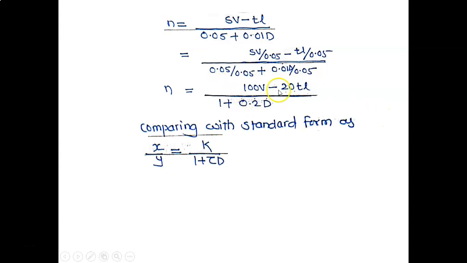Therefore, comparing this equation with the standard form, that is x upon y is equal to k divided by 1 plus tau d, we are getting time constant tau and system gain k. Therefore, comparing these two equations, what we are getting? k is equal to 100V minus 20 TL and tau is equal to 0.2. Therefore, this is our problem. Now we will see the next problem, that is problem number 5.